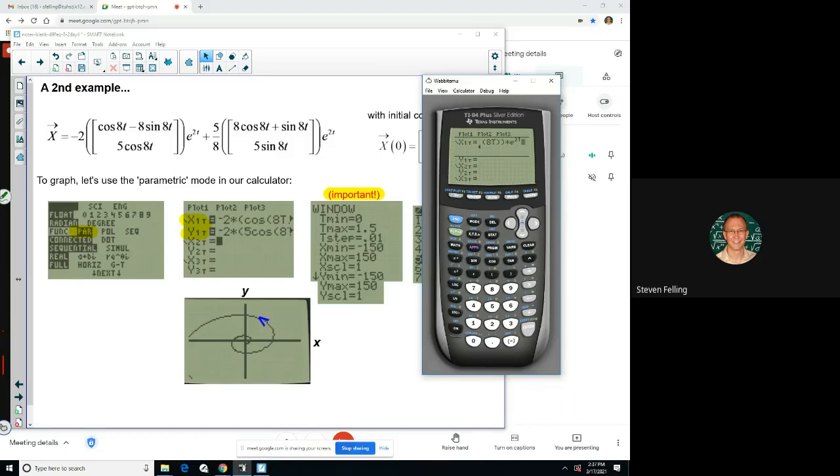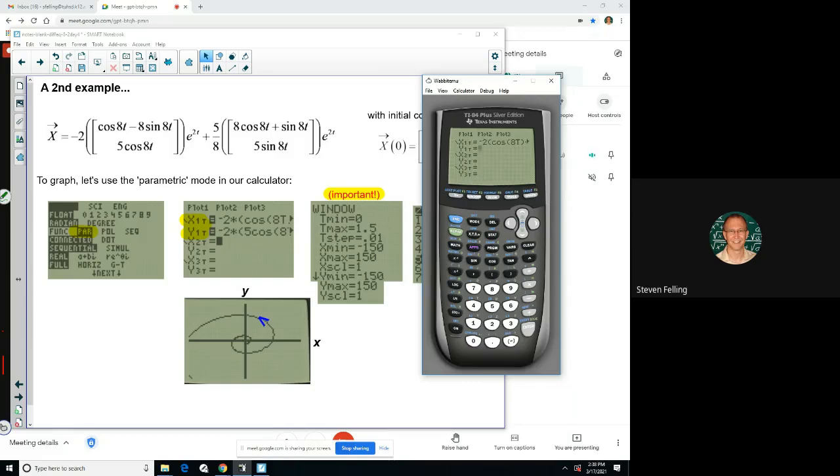With the C2 term, it's going to be plus 5/8, and then times a parenthesis here, it's going to be 8 times cosine of 8t, close the parentheses on the cosine, plus the sine of 8t, close the parentheses on the sine, close the parentheses on the quantity, times e to the 2t. Okay, so that is the equation for the x.